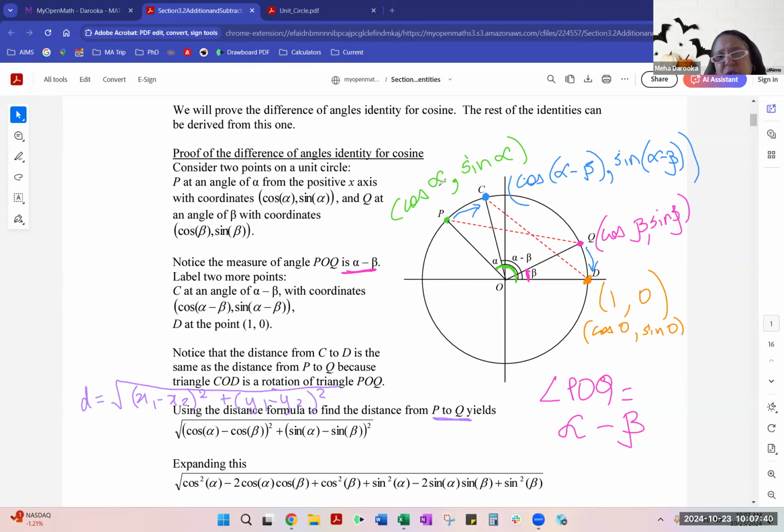So the two x values would be cosine of alpha over here for P. And then, of course, for Q, it was cosine of beta, right? So you can see that's where the cosine of alpha minus cosine of beta squared is coming from. And then you do y1 minus y2 for the other guy. So that would, of course, be sine of alpha minus sine of beta, and then square that entire thing, right? So that's where that guy is coming from. And then we will need to use FOIL to expand these guys.